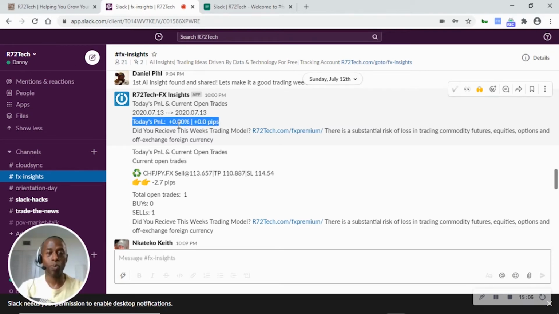Doesn't mean that there's no trades open. As I just showed you the AI insight, there is a trade open. It just means that nothing's closed yet. Once it closes, this will update itself.